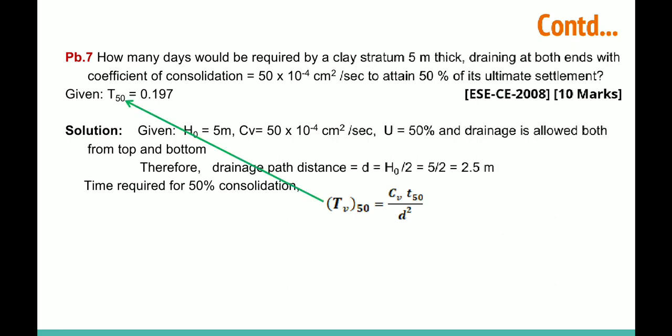The time required for 50% degree of consolidation we get as 28.5 days. So this question is nothing but putting in the values and getting the result. See, in the Engineering Services examination in 2008, it was for 10 marks. So that is a very easy question, just put the values and get the result.